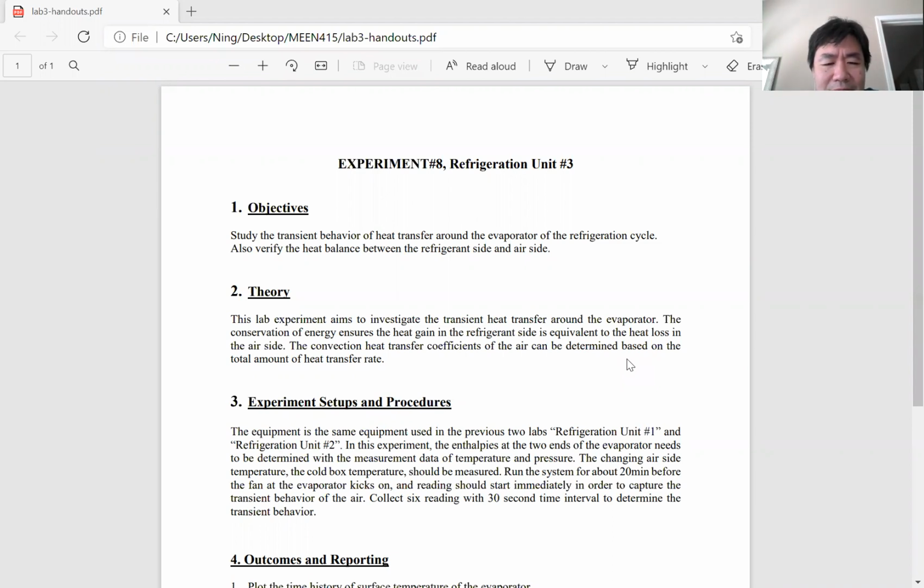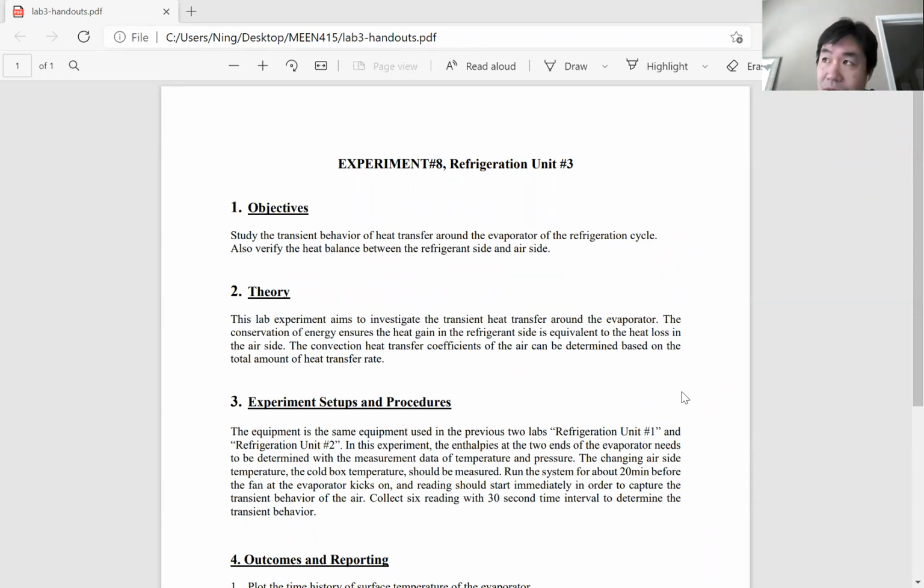The objective is to study the transient behavior of the heat transfer around the evaporator and to verify the heat balance between the refrigerant side and the air side. Now, in the condenser, the last experiment was between the refrigerant and the water, right? This time in the evaporator, the heat balance will be between the refrigerant and the air. So the total energy change on the refrigerant side will be equivalent to the total energy change on the air side.